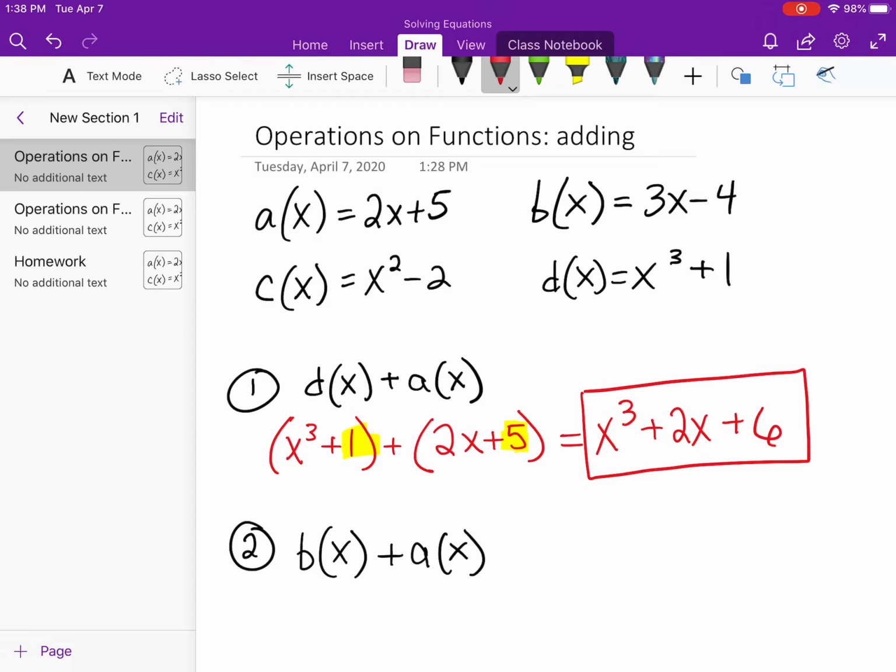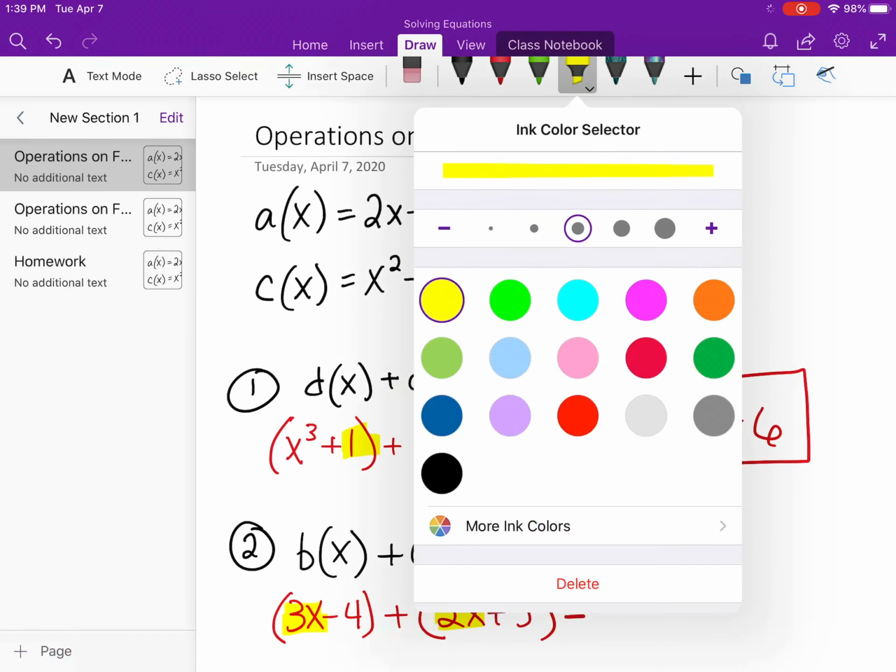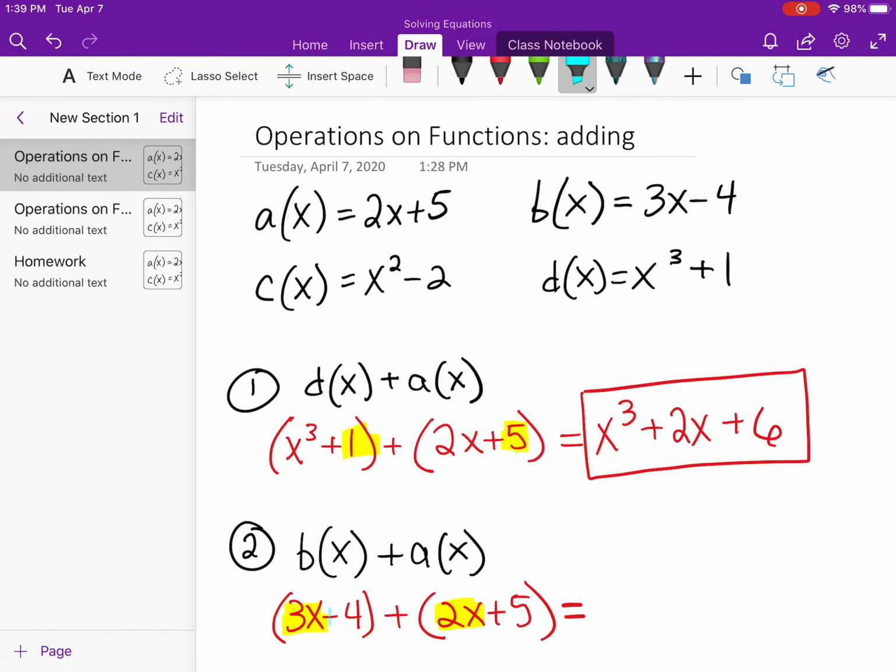Now I'll do the same thing on the next one, b of x plus a of x. I'll look up at the top, and I see that b of x is 3x minus 4. Put that in parentheses, plus a of x, which is 2x plus 5. Just like with the last one, we want to combine like terms. I'll highlight my like terms. 3x and 2x can be combined because they're both plain x's. Then let's switch to blue because I can also combine the negative 4 and the plus 5. For my answer, 3x plus 2x is 5x. And negative 4 plus 5, you know that's just like 5 minus 4, so that's 1. 5x plus 1 is the answer.